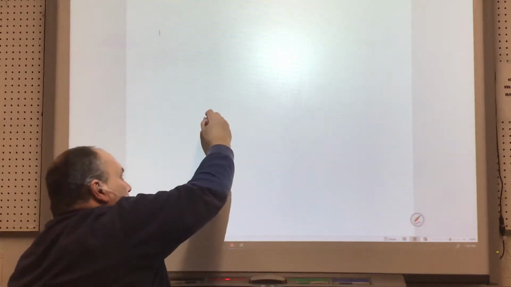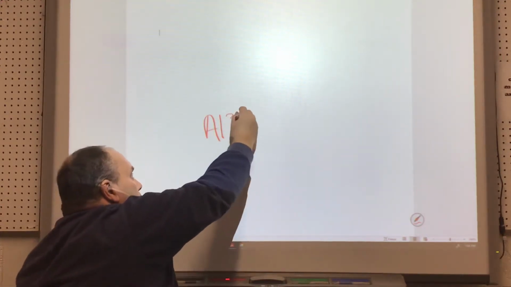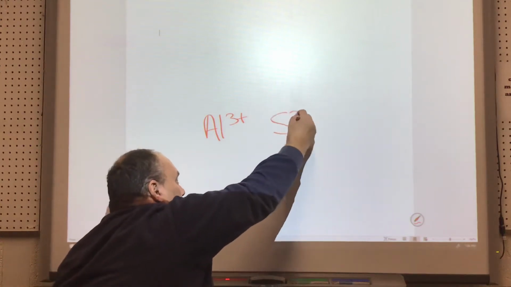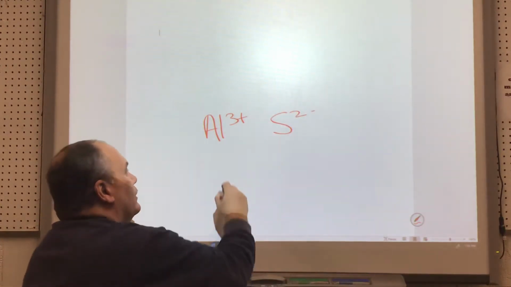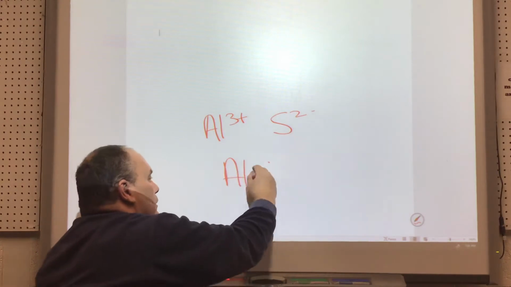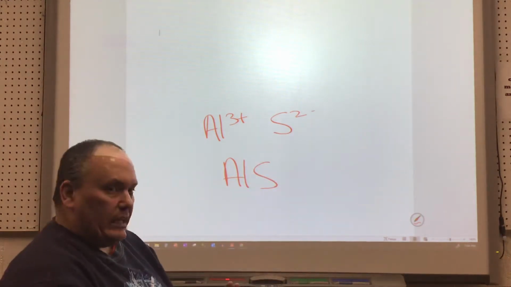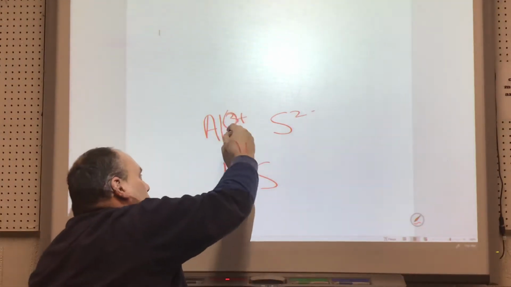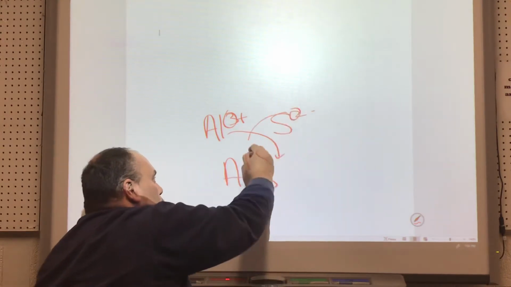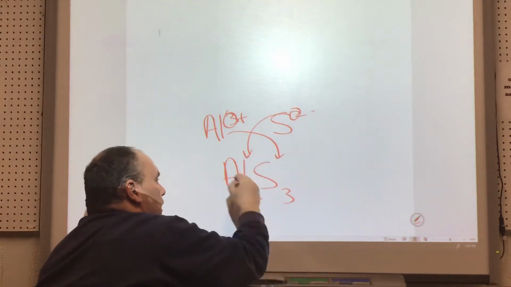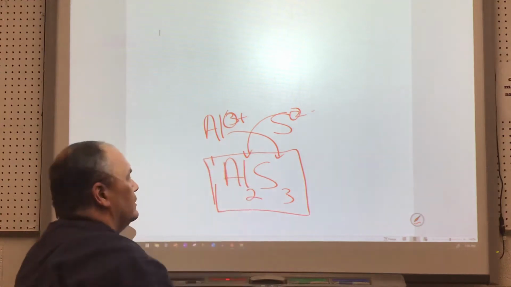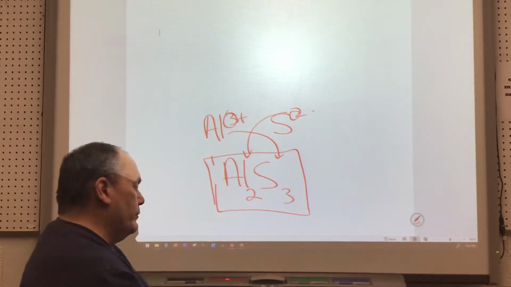For example, if you have aluminum and sulfur, sulfide in this case because it's an ion, I always say put them together without any numbers. Then the 3 goes over here, the 2 goes over here, and that is your final answer, Al2S3.